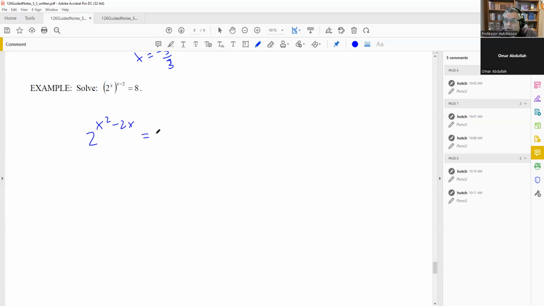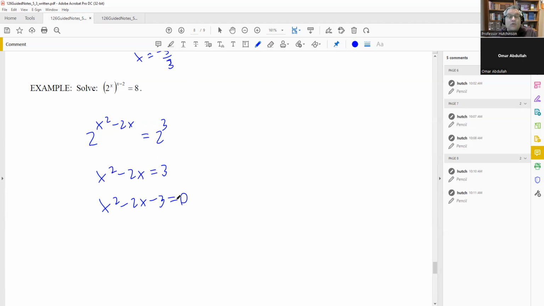On the right-hand side, I'm going to change that to the same base. So an 8 can be written as 2 times 2 times 2, or 2 to the 3rd power. So now I have equal bases, and I can set the exponents equal to each other. x squared minus 2x equals 3. If you have a quadratic that comes up, you want to set it equal to 0. So we're going to subtract 3 from both sides to get a 0 here.